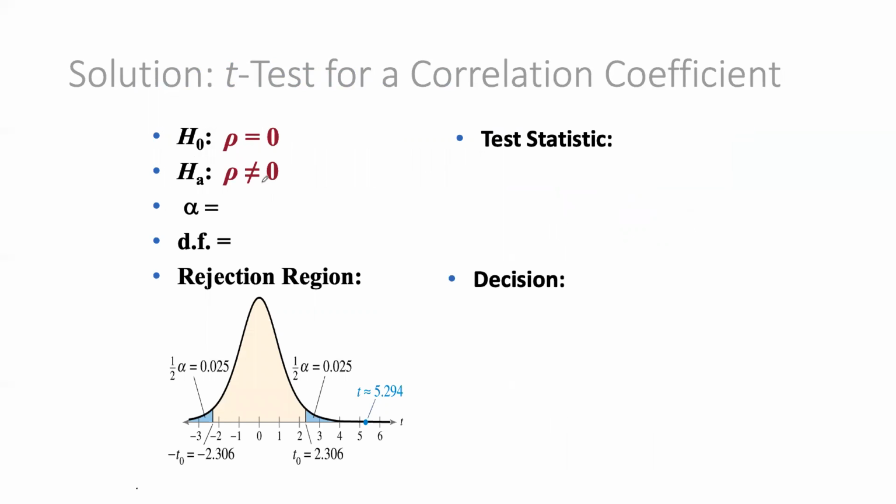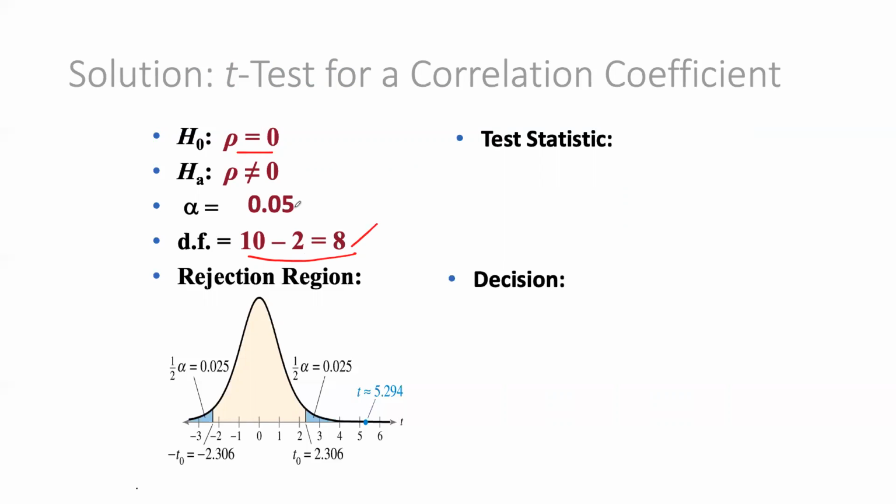So what is the null and the alternative? The null hypothesis is that there is no correlation, that rho is 0. The alternative is obviously that there is some correlation, that rho is strictly not equal to 0, is something other than 0. What is alpha here? Alpha here is 5%, so 0.05. And now the degrees of freedom are n minus 2. So degrees of freedom are now 8.